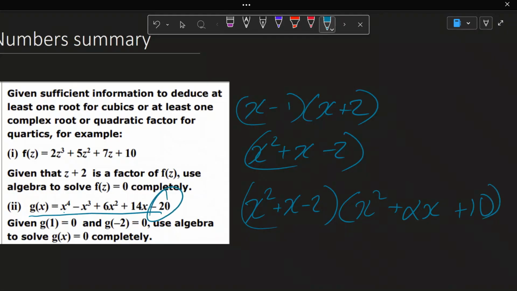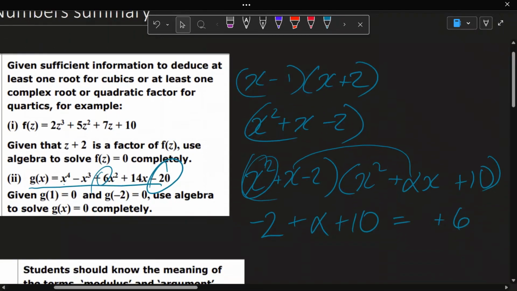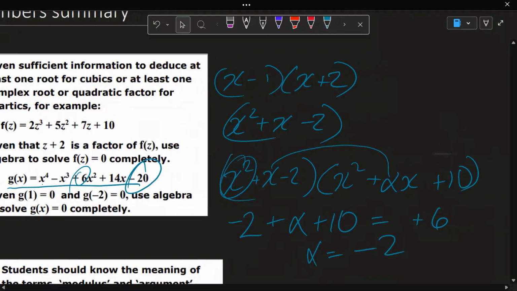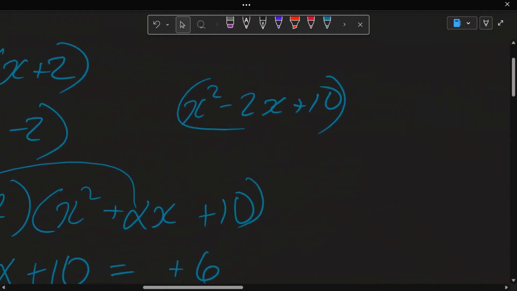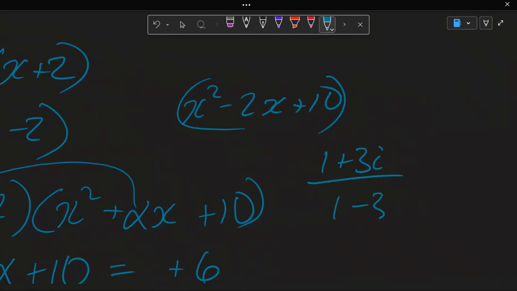To find the term for alpha, I'll look at the x squared terms. We've got minus 2 plus alpha plus 10, which is equal to my minus 6, so alpha would equal minus 2. So our other quadratic would be x squared minus 2x plus 10. You'd stuff that into the quadratic formula, and you would get 1 plus 3i and 1 minus 3i.